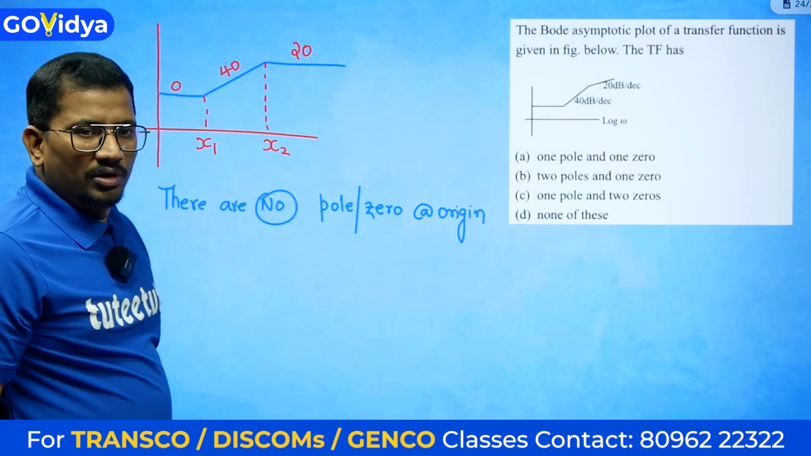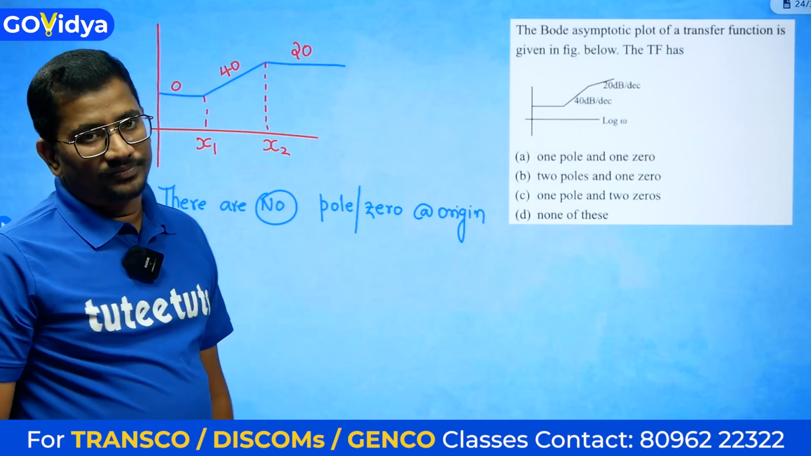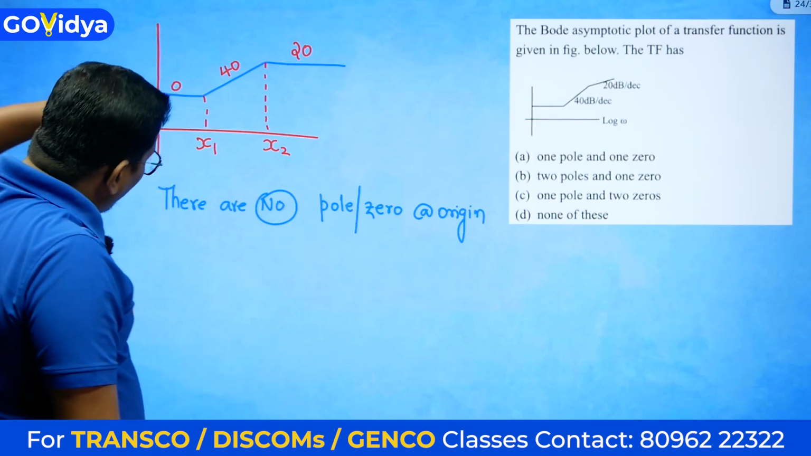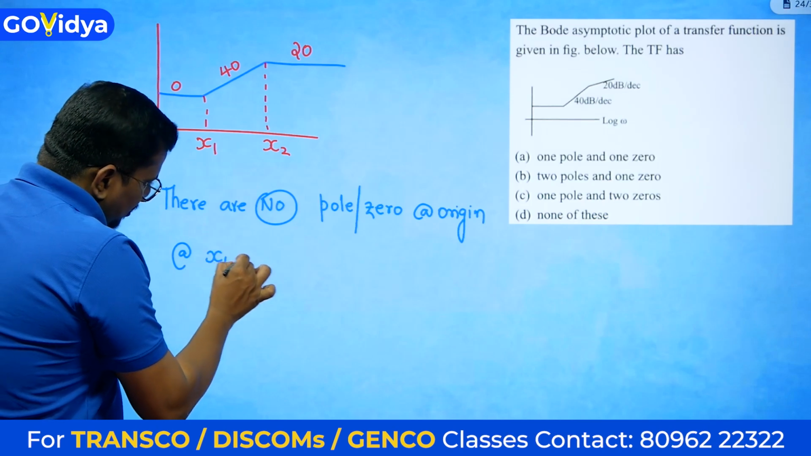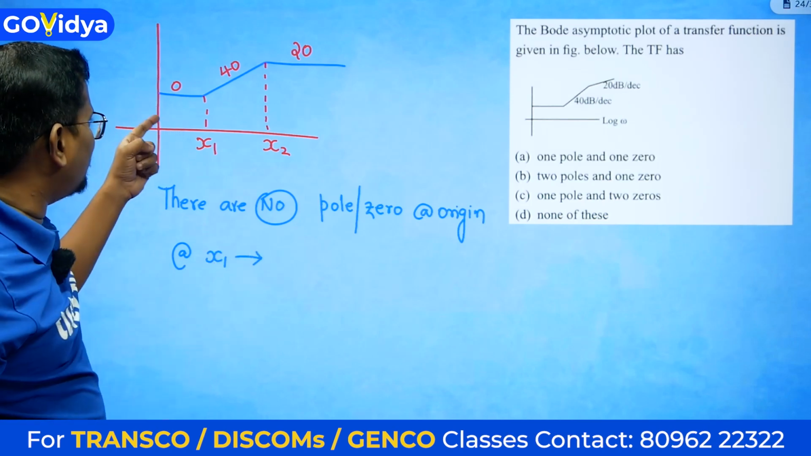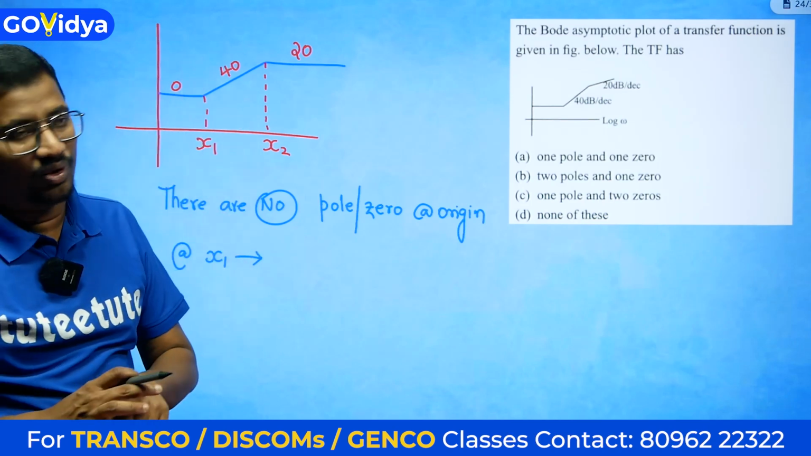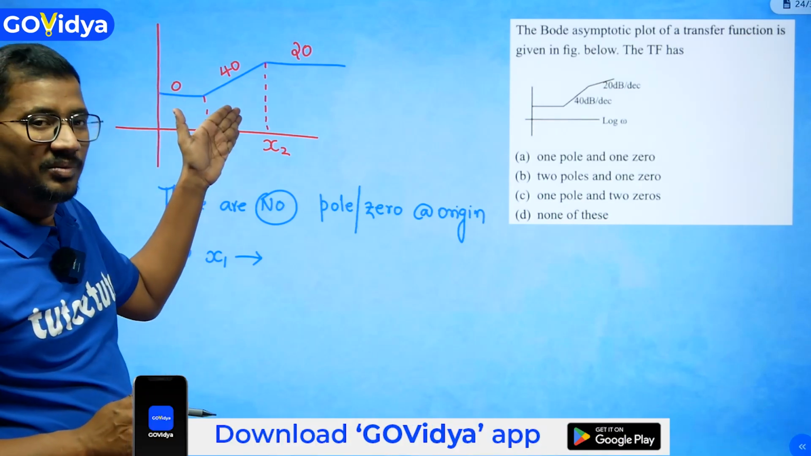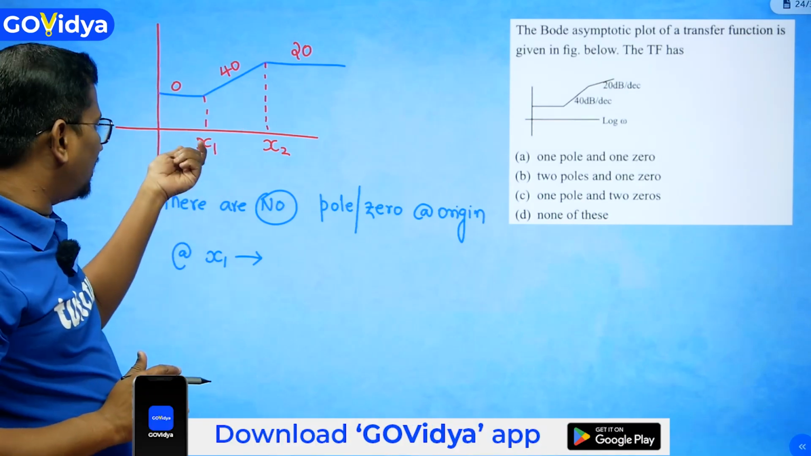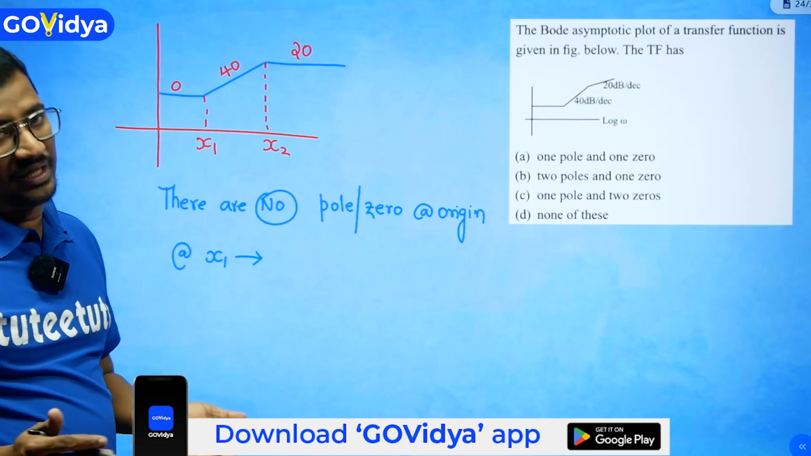There are no poles or zeros at the origin. But if you observe very carefully, at x1 the slope is changing from 0 to 40. That means to the 0 you added a plus 40 dB per decade. Plus 40 dB per decade means at x1 how many zeros are there?